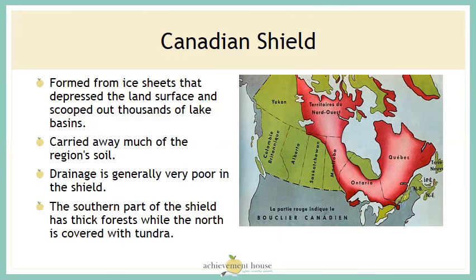Let's take a look at that Canadian Shield. The Canadian Shield is the area highlighted in red on this map. It's formed from ice sheets that depressed the land surface and scooped out thousands of lake basins. This area, the soil was carried away from this region. Drainage is generally very poor in the shield, which means it's not good for planting crops. The southern part of the Canadian Shield has thick forests, while the north is covered with tundra, which is cold, frozen land.